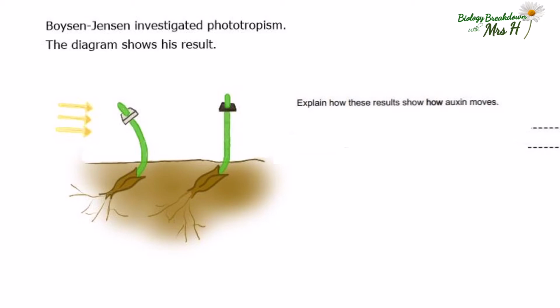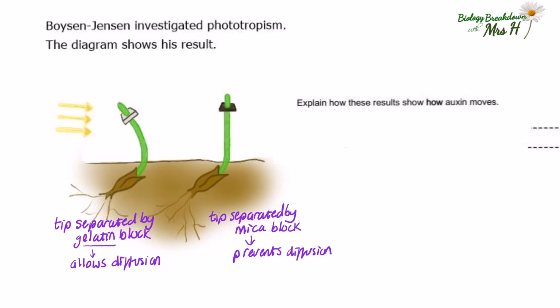But in the diagram on the left, the tip is separated from the rest of the shoot via a gelatin block, which allows diffusion. And in the shoot on the right, the tip is separated from the rest of the shoot by a mica block, which prevents diffusion. So the question is, explain how these results show how auxins move.